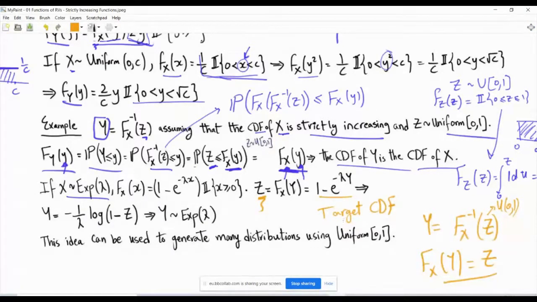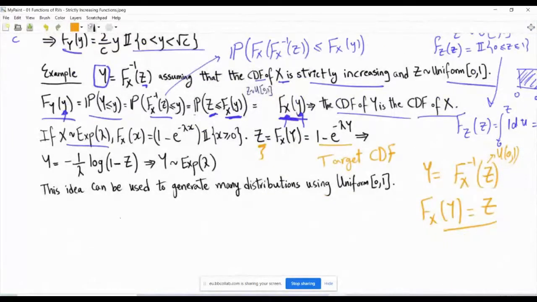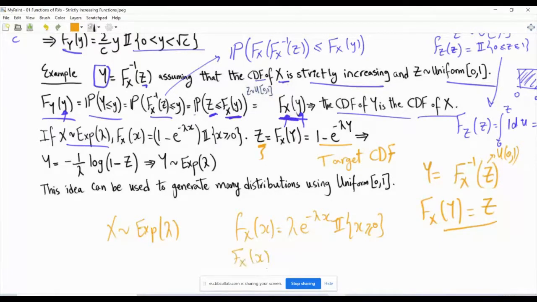And what is the CDF of the exponential random variable? If X is exponential lambda, then the PDF of X is lambda e to the minus lambda x, for x non-negative, and the CDF is the integral of this from 0 to x du, and this will give you 1 minus e to the minus lambda x. So this is the CDF.